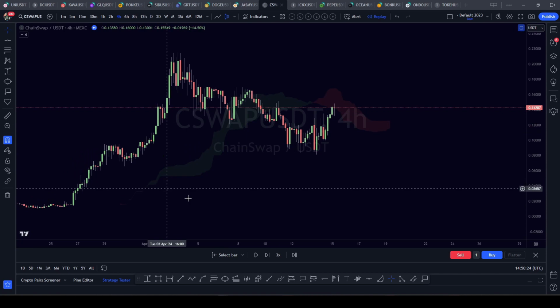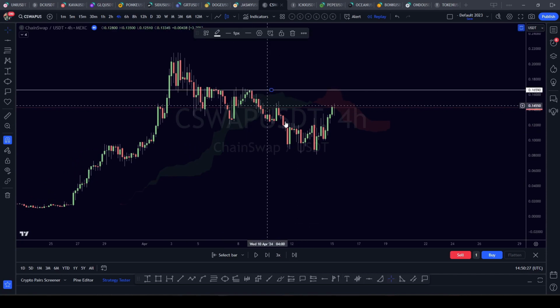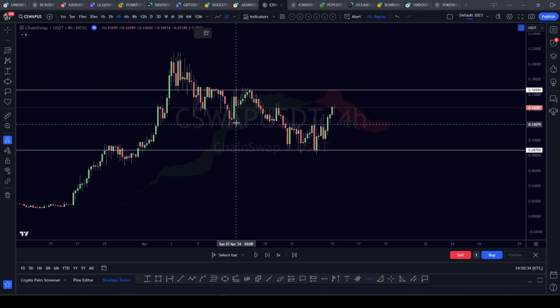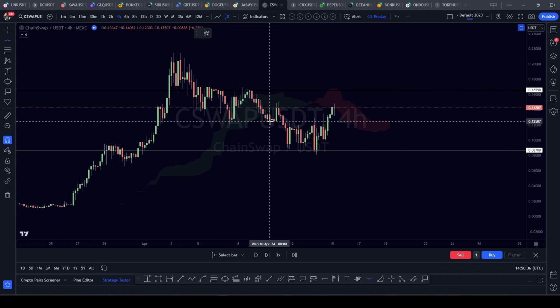So right now I have the magnet tool on. I'm going to do some horizontal lines. If it breaks above this, well then it's bullish. And if it breaks below this, well then it's bearish. And then we'll do a midline. So we'll do our midline right around here.